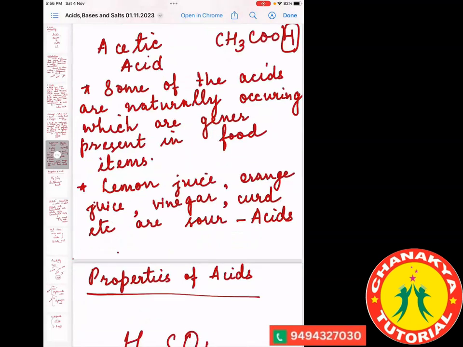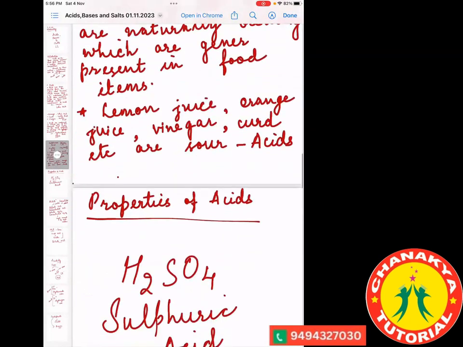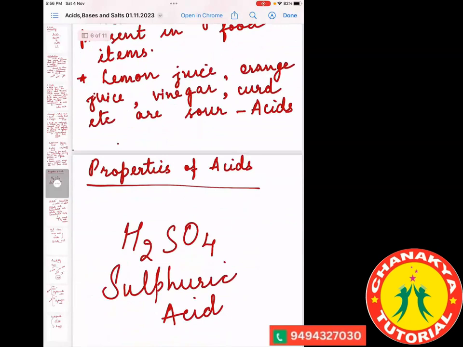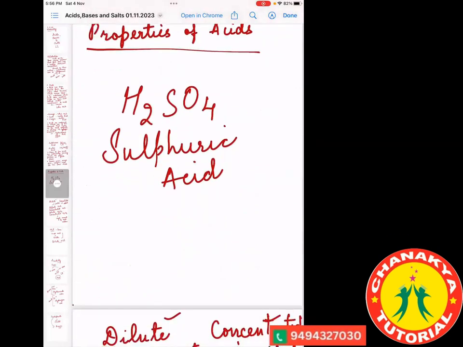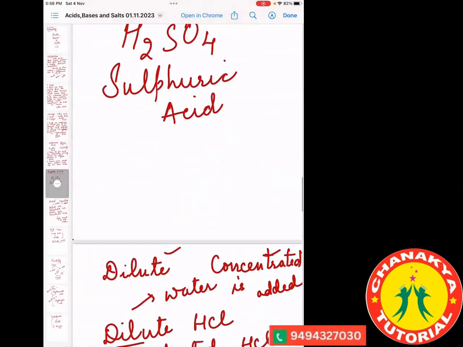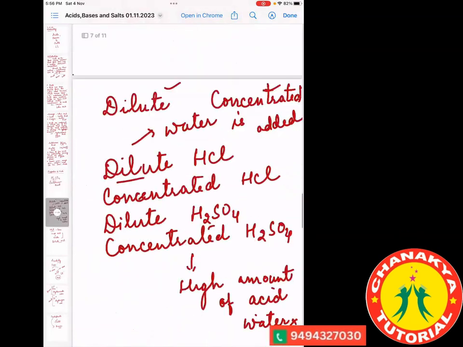Then some of the acids are naturally occurring, which are present in our food items, like lemon juice, orange, vinegar, and all. Properties of an acid we have started. Sulfuric acid is called the king of all acids because it destroys most of the things if used in a wrong way.